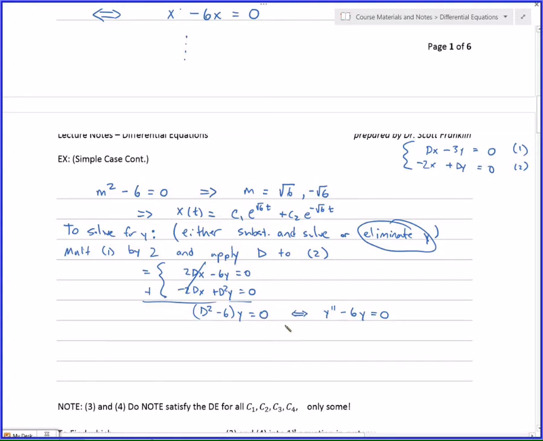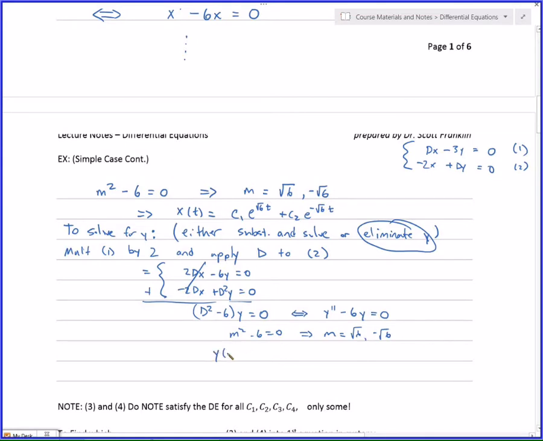But the reason you don't necessarily have to is because you've got something here that is in fact exactly your characteristic polynomial, except with a d in there instead of an m, right? M squared minus 6. It just so happens in this case we get the same exact differential equation for both x and y. That's not necessarily going to happen, and you'll see more of these cases as we go. So square root of 6 and negative square root of 6.